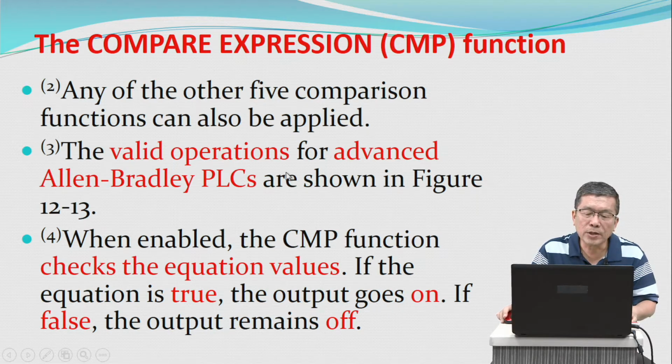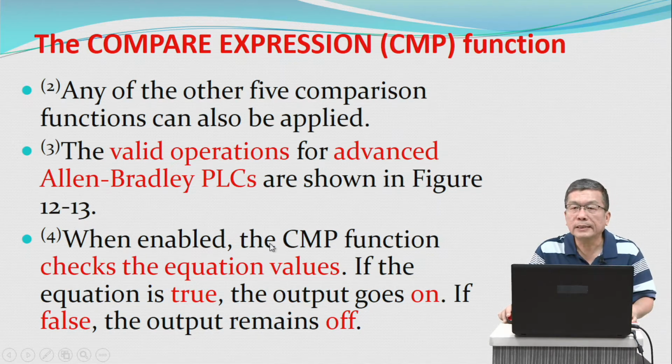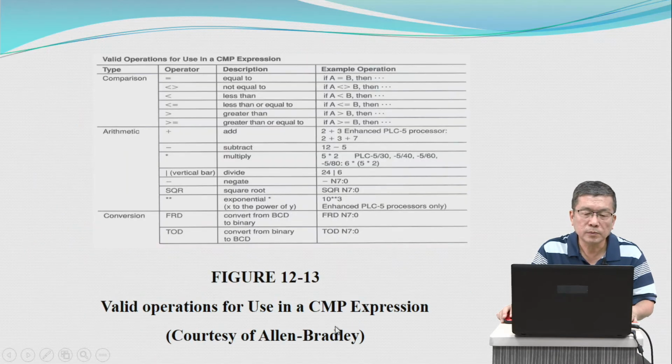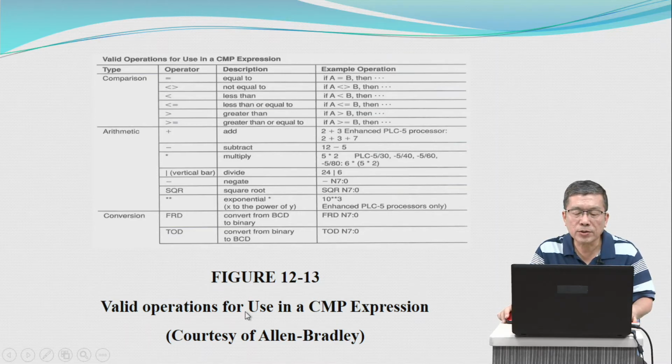The valid operations for advanced Allen-Bradley PLC are shown in figure 12.13. When enabled, the CMP function checks the equation values. If the equation is true, the output goes on. If false, the output remains off. This picture shows valid operations for use in a CMP expression of Allen-Bradley PLC.